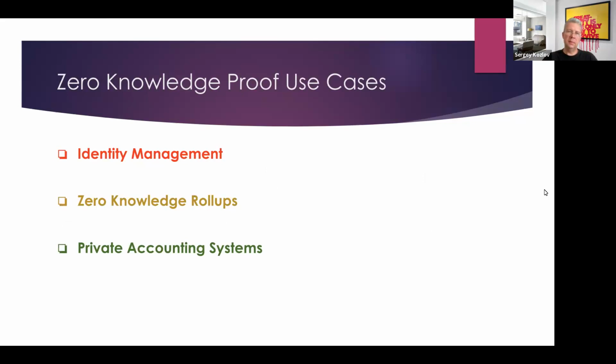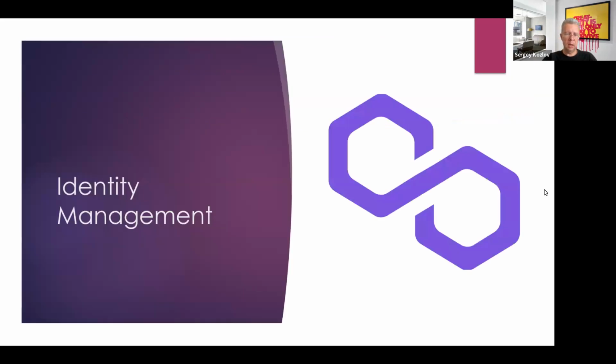Now let's go to the specific zero knowledge proof use cases. Actually, we will talk about identity management today, and the zero knowledge rollups and private accounting systems we will talk about in the next lecture. So let's go with identity management. I will talk about identity management based on the Polygon ID system, which they built and which we also used for our work with zero knowledge proof technology.